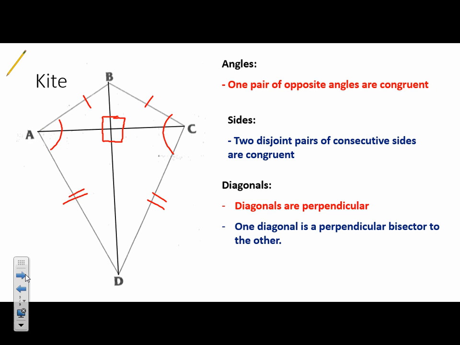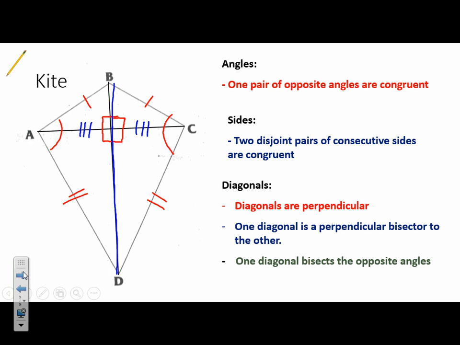And also, one diagonal is a perpendicular bisector to the other. That means one diagonal will in fact be cut in half and one will not. The one that is cut in half, A to the middle there and C to the middle here, those will be two equal pieces. However, B up here and B all the way down to D, those will not be cut in half simply because of the way, again, the kite is shaped. So these are the kite properties.